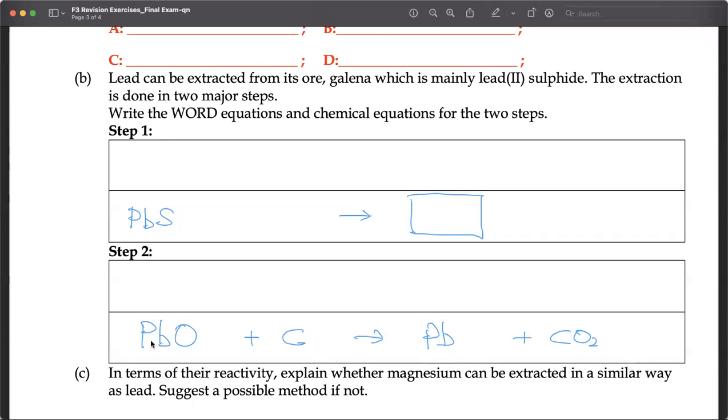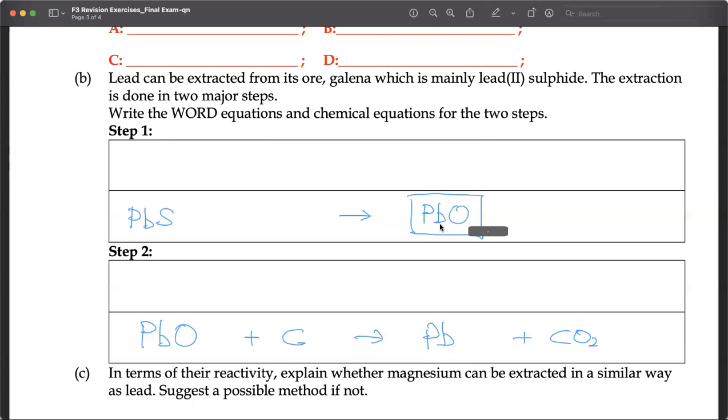As a result of that, we can think about this. Lead can be extracted by heating with carbon, but you are starting with sulfide. Sulfide cannot react with carbon, so what is the carbon reacting with? It should be reacting with the oxygen. As a result of that, it should be lead(II) oxide. That is here, it is lead(II) oxide as well.